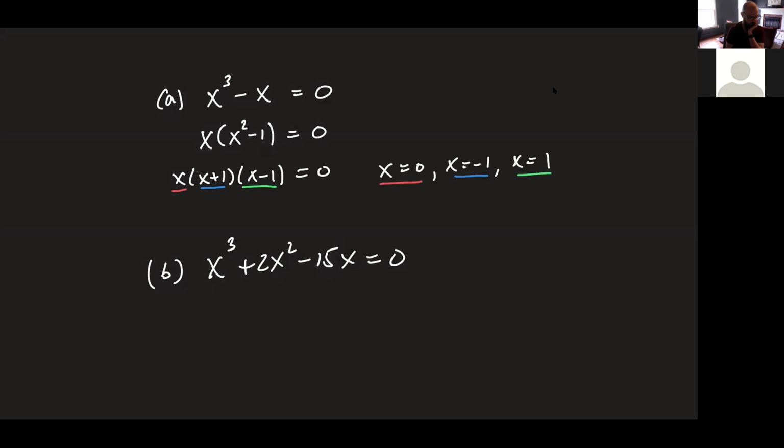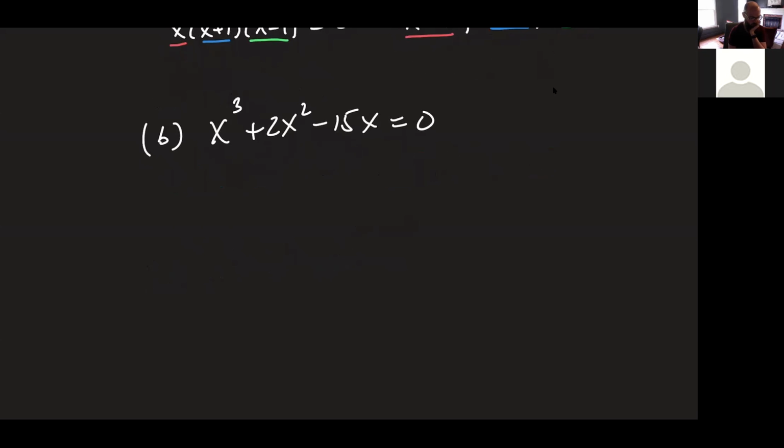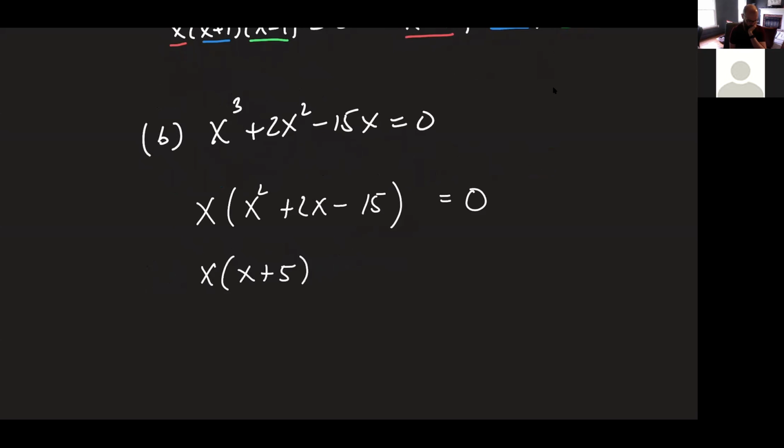Okay. So what about this one down here? So we could pull an x out. Yeah, again, we'll pull an x out of this. Get x squared plus 2x minus 15. And then the x squared plus 2x minus 15 should factor to (x plus 5)(x minus 5). Or not minus 5, minus 3.